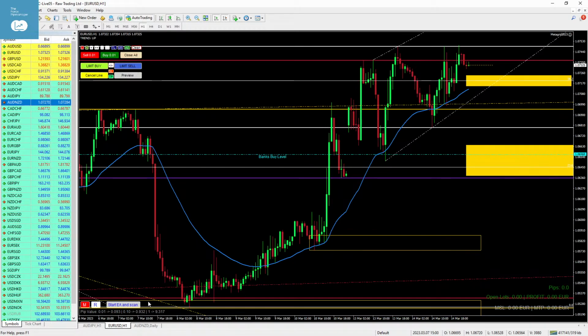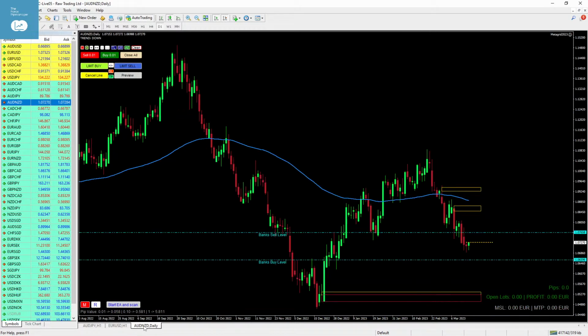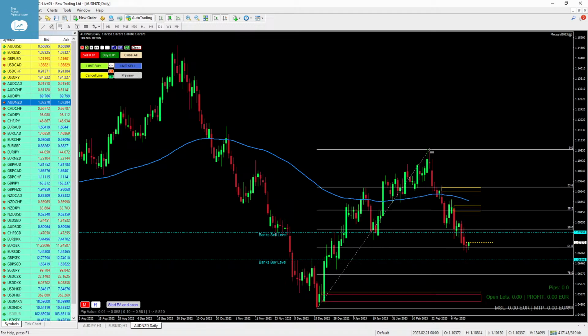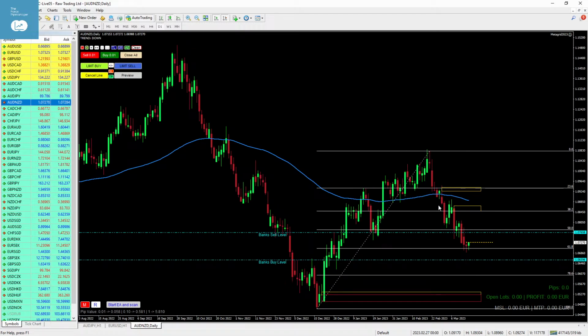Okay, I have one more pair for you. It's the AUDNZD. And this is again the daily time frame. Let's begin with the Fibonacci levels here. We can draw one from here to here. You can see it bounced here on the 50% level a bit.